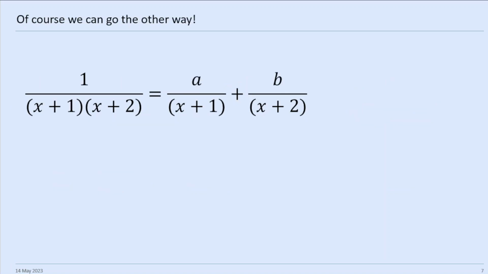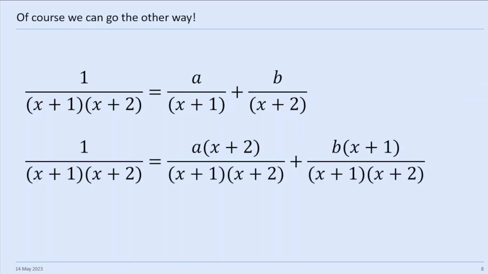We can also go the other way. So if someone gave us 1 over x plus 1 times x plus 2, we can decompose that into two simpler fractions. So a over x plus 1 plus b over x plus 2, I've got to work out what a and b are, and then we multiply the top and bottom by x plus 2 and then the top and bottom by x plus 1. So now all of these fractions have got the same denominator, x plus 1, x plus 2.